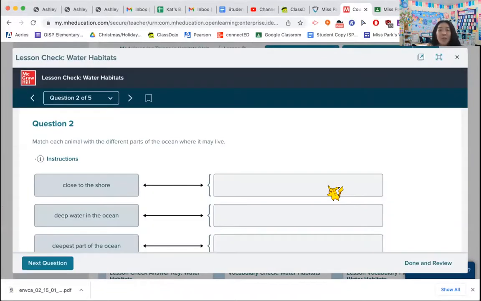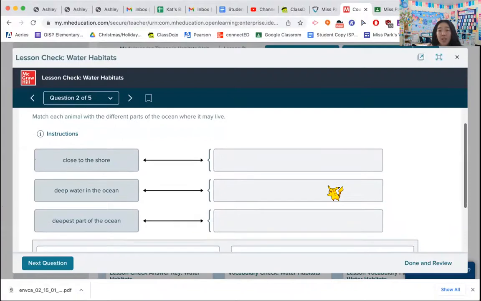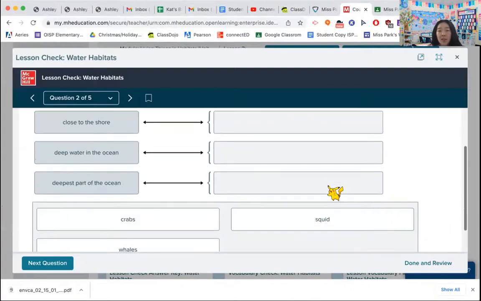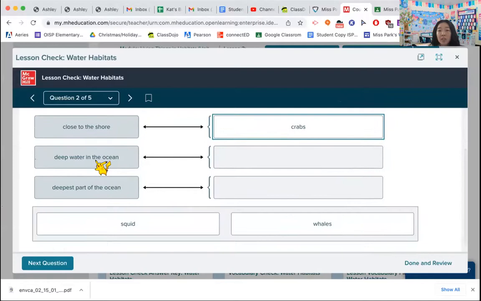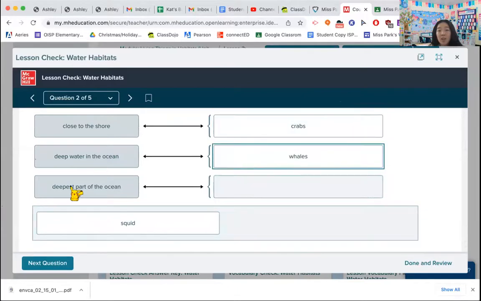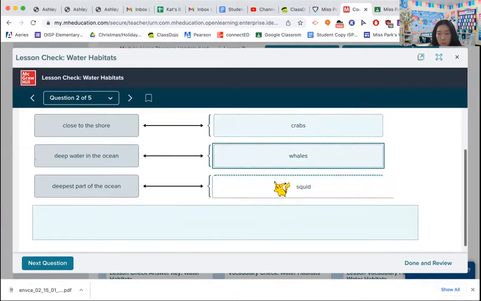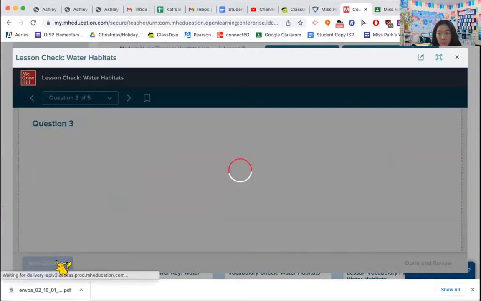Question 2. Match each animal with the different parts of the ocean where it may live. Okay, which animal lives close to the shore? Crabs. Crabs, very good. Which animal lives in the deep water in the ocean? Whale. Whale, very good. And then which one lives in the deepest part of the ocean? Squid.